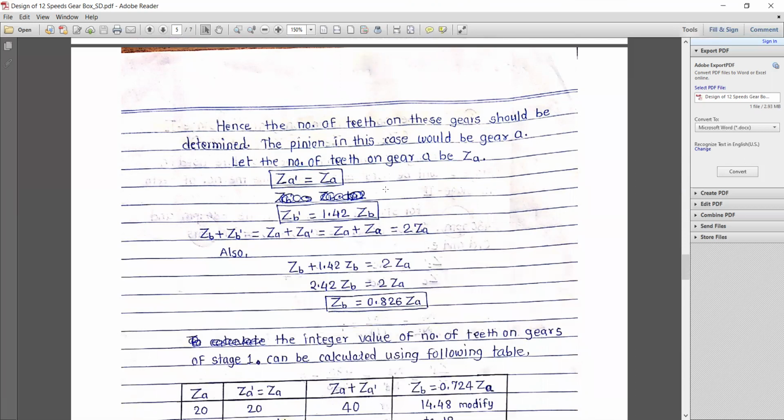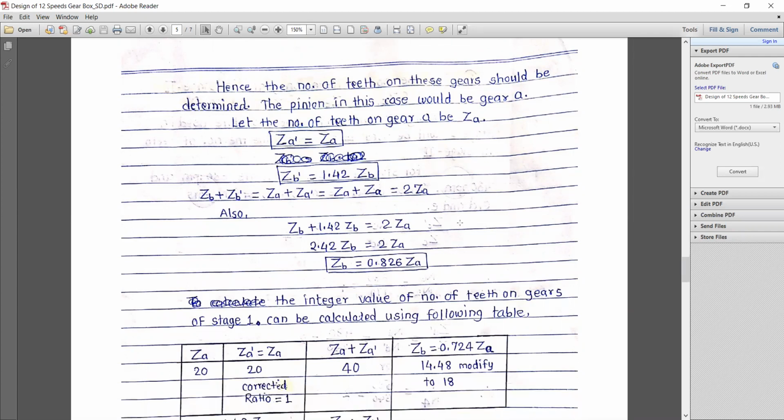Hence the number of teeth on these gears should be determined first. As the transmission ratio between gears A and A dash is equal to 1, ZA dash is equal to ZA. So the total number of teeth on gear A is equal to the total number of teeth on gear A dash. And for B and B dash, the transmission ratio is 1.42, so ZB dash is equal to 1.42 ZB.